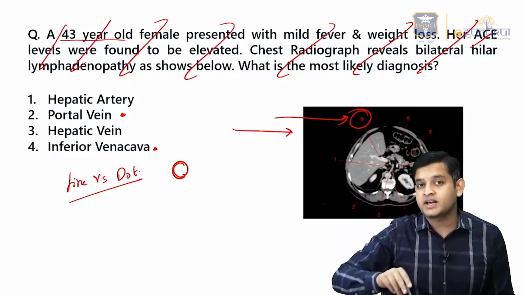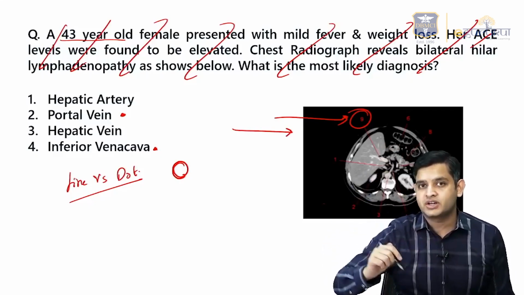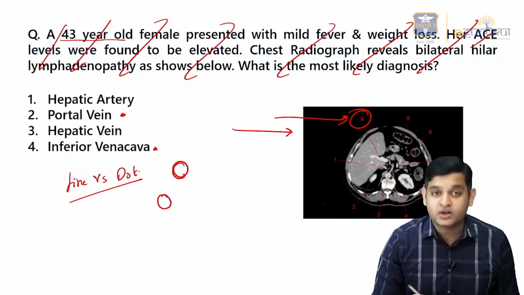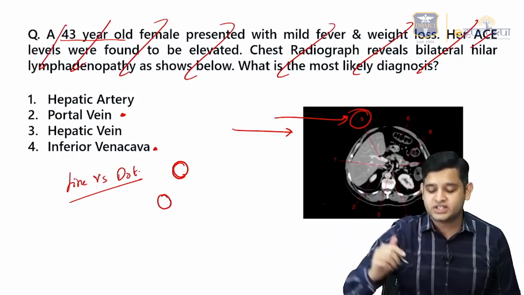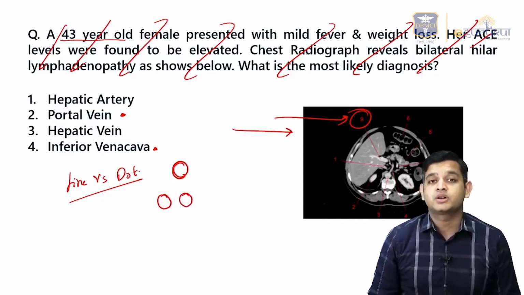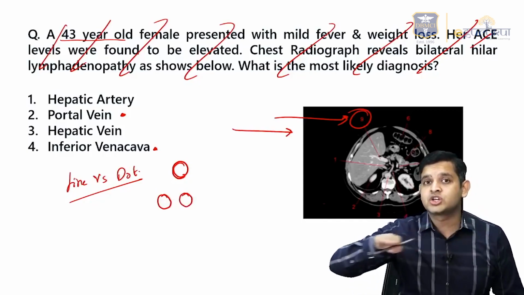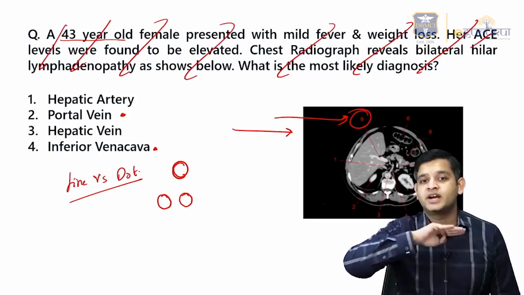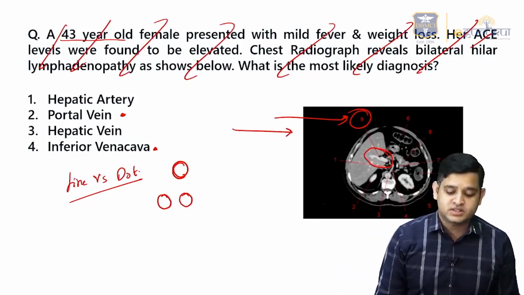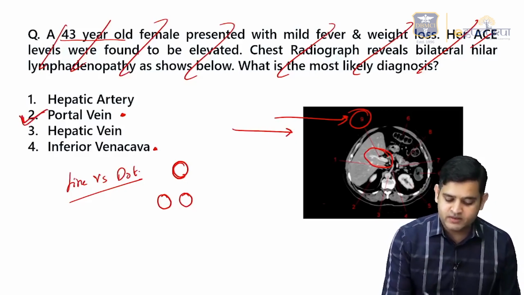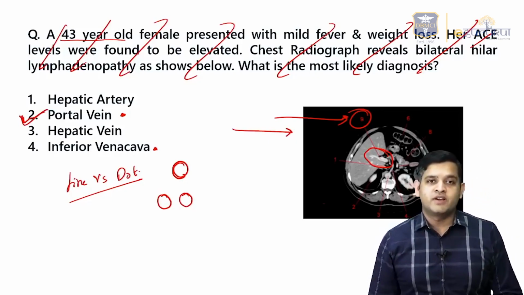Aorta is a vertical vessel, so when you take a cross section, it will be seen as a circle or a dot. IVC is a vertical vessel, so on a transverse section, it will be seen as a circle or a dot. Portal vein is a horizontal vessel, so on a transverse section, it will be seen as a line. So this is a line that you are seeing. So this is the portal vein that was shown to you.